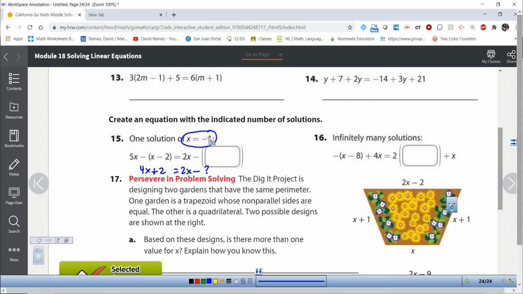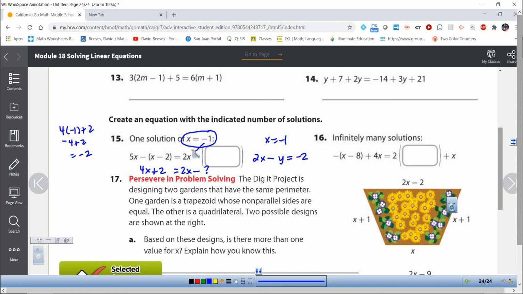So think about it. The solution is what makes the equation true. So what do I get on the left-hand side when I put in negative 1? I get negative 4 plus 2, which is negative 2. All right, so what do I want? I want 2x minus, I'm going to call it y, and I want the answer to be -2 when x is -1.